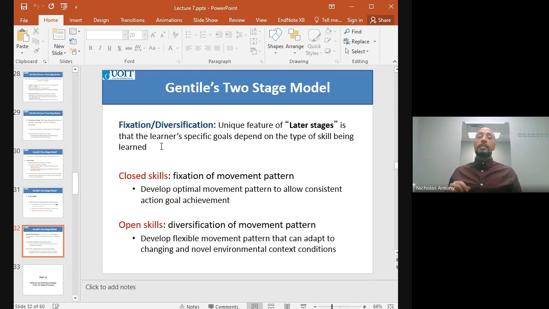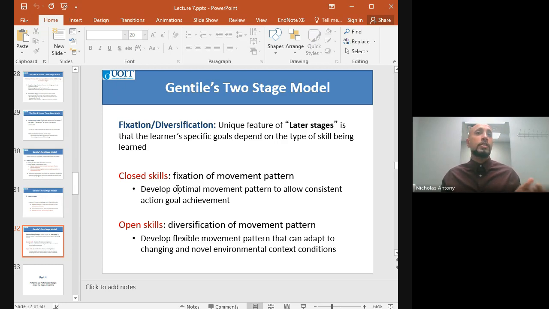But there is a difference in the type of skill and how the refining stage would occur based on the type of motor skill. In closed motor skills, in the later stages, you develop a fixation of movement pattern, during closed motor skills, when things aren't moving. With repetition, you are really refining to make sure that you have consistency in your movement pattern. So something like darts or bowling, right?